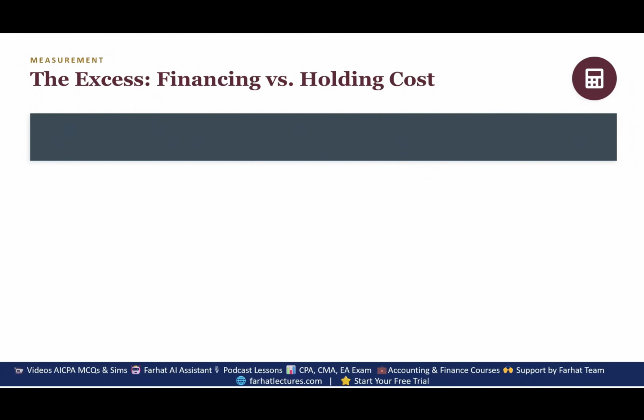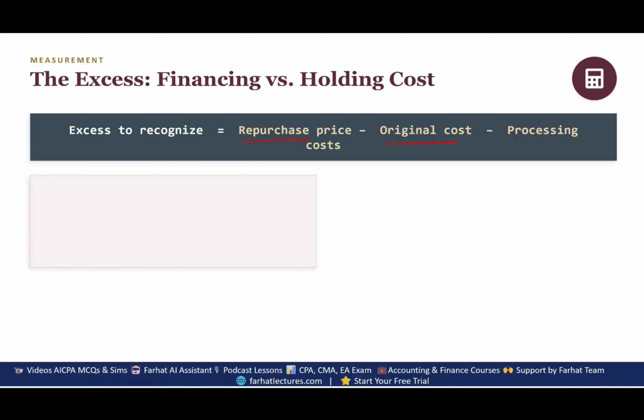Now let's talk about the excess. The excess could be financing versus holding cost. So the excess to recognize is the repurchase price minus the original cost, minus any processing fee, so take out the processing fee. And what's left over, that's the excess, and it will be split into two buckets. A financing cost, which is the interest cost, the price of borrowing the money. The other party gave the company cash and is waiting to be paid back.